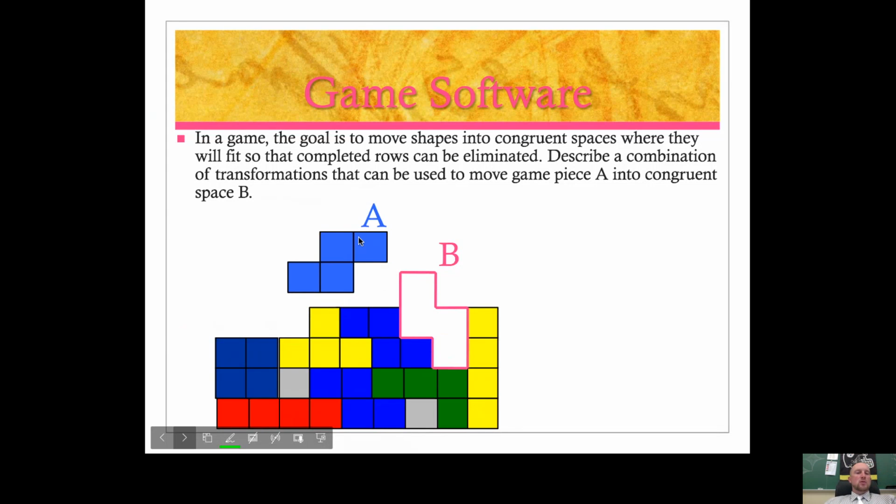This is an example using game software like Tetris. So the goal was to move the shapes into congruent spaces where they'll fit so the completed rows can be eliminated. Describe a combination of transformations that can be used to move this game piece A into congruent space B. Well, if you're playing Tetris, probably the best thing you can do first is to slide the figure to the right. So that would be a translation.